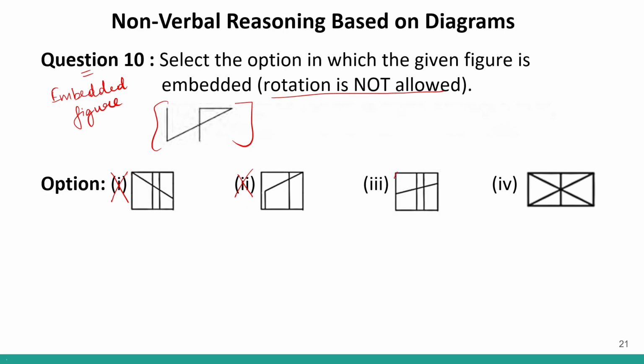Now here I can see this going like this, but then it should come back like this over here. This I cannot see, there is no line to come back. So option number 3 is also eliminated. Now let us check for option number 4. So option number 4, this goes like this, then like this, and then comes back like this. So in option number 4, I can see this figure being embedded. So correct answer will be option number 4.